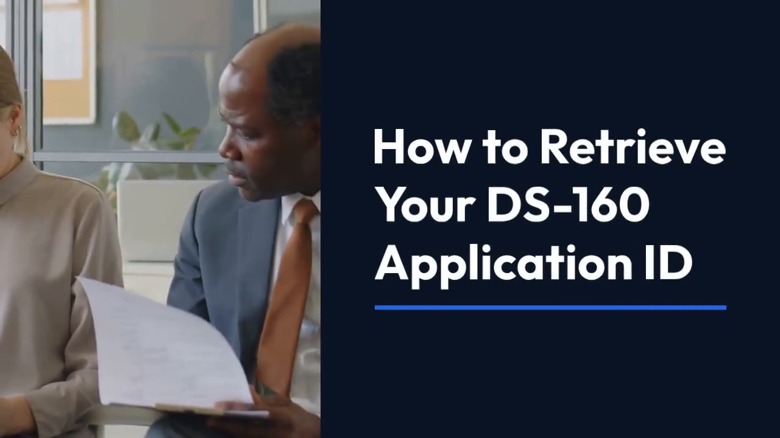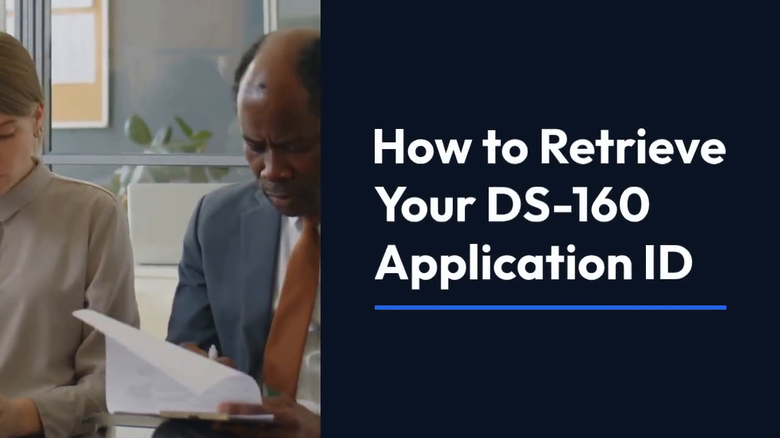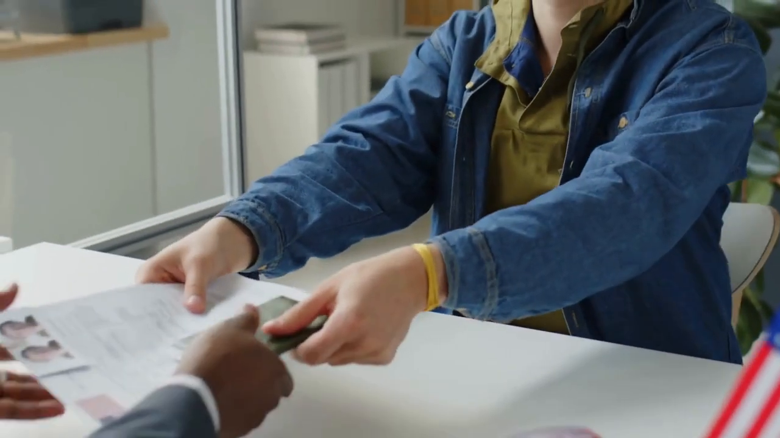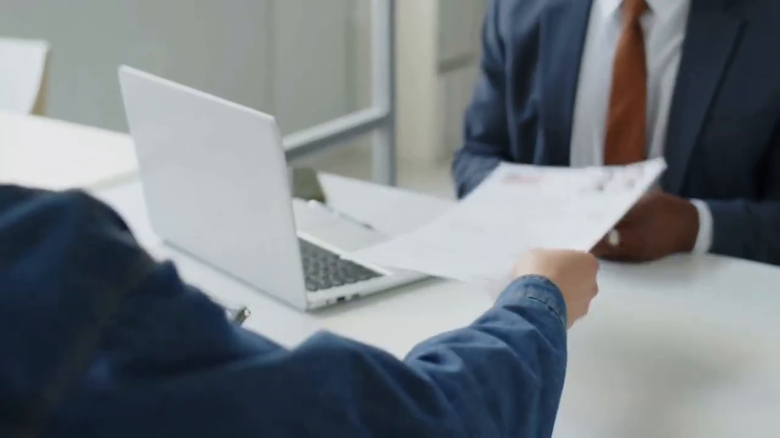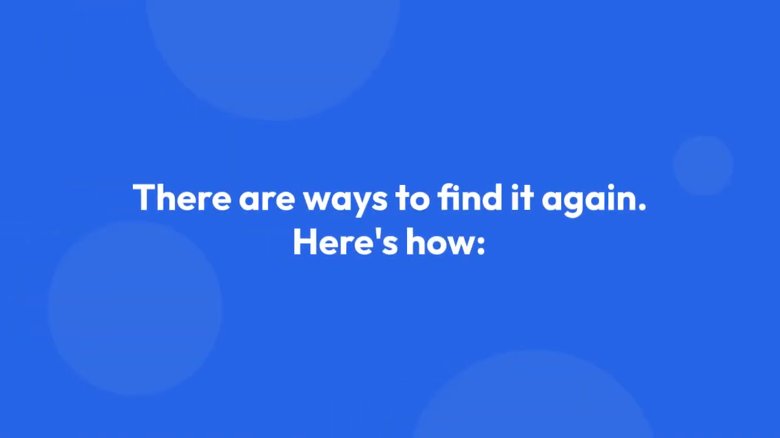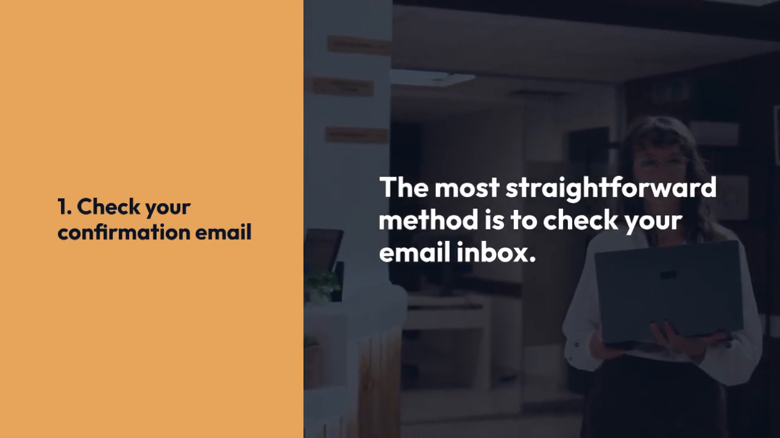We're going to explain how to retrieve your DS-160 application ID. This ID is crucial for scheduling your visa interview and tracking your application's progress, so it's important to keep it safe. However, if you've lost it, don't worry. There are ways to find it again. Here's how. 1. Check your confirmation email.